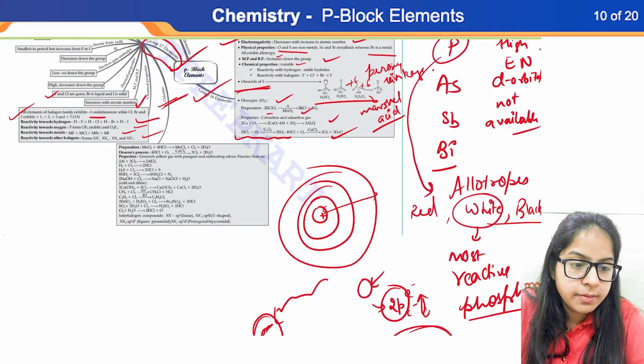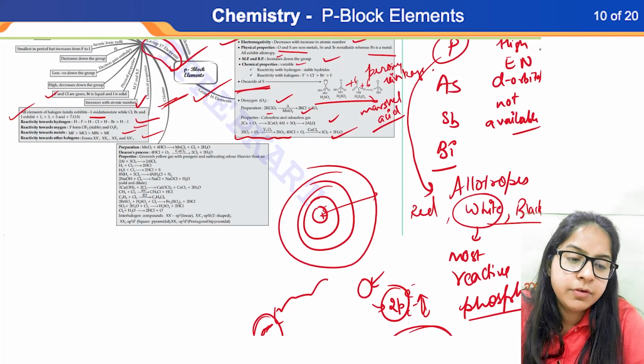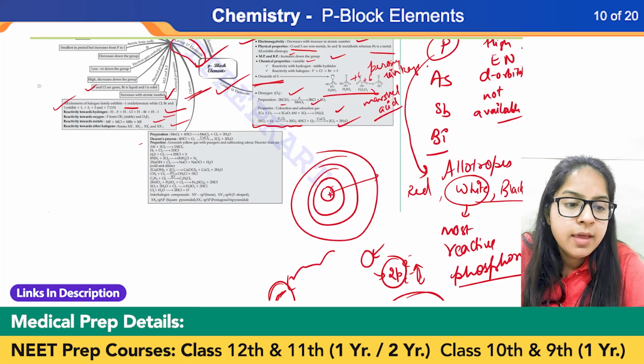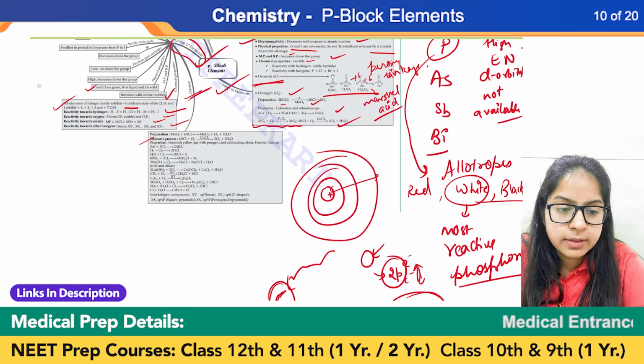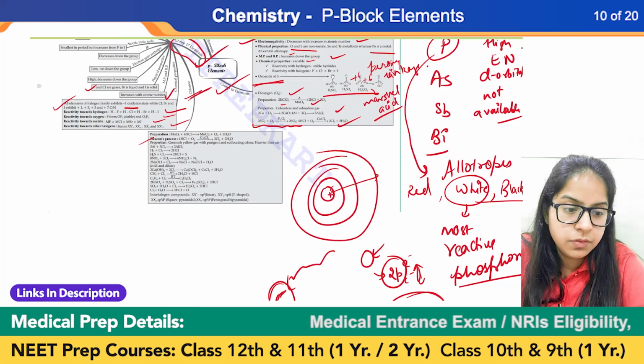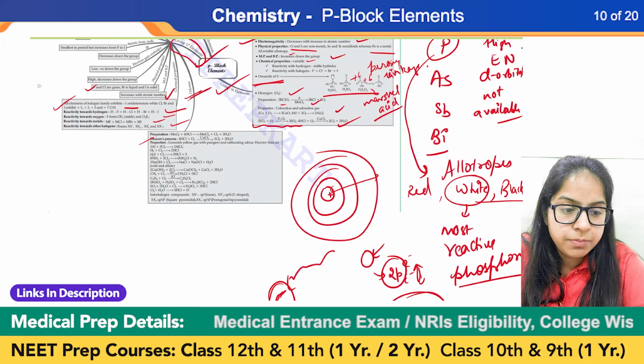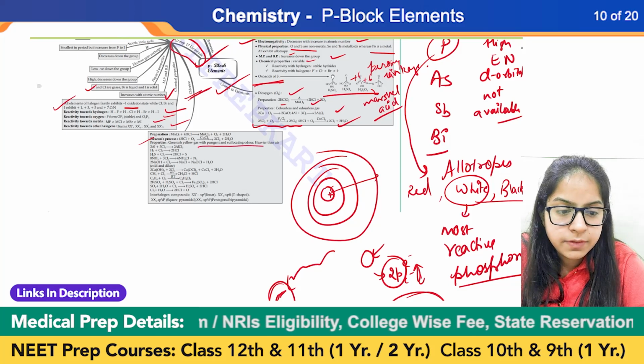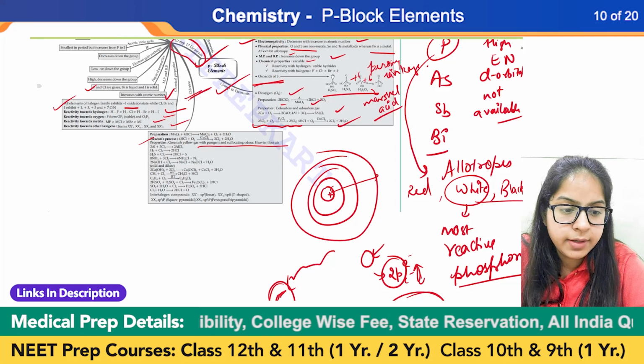How can we prepare chlorine? Chlorine we can prepare from MnO2 plus 4HCl, giving MnCl2 plus Cl2 plus 2H2O. The Deacon's process: 4HCl plus O2 in the presence of CuCl2 gives 2Cl2 and 2H2O. Now the properties of chlorine. It's a greenish yellow gas with a pungent and suffocating odor, heavier than air.